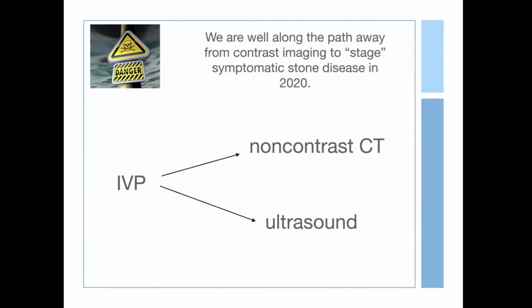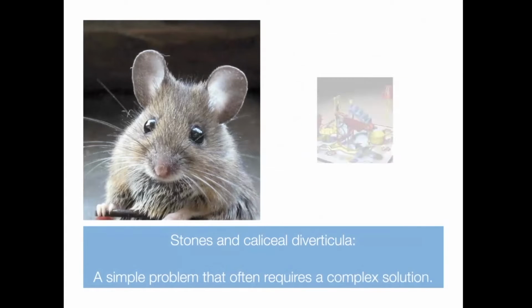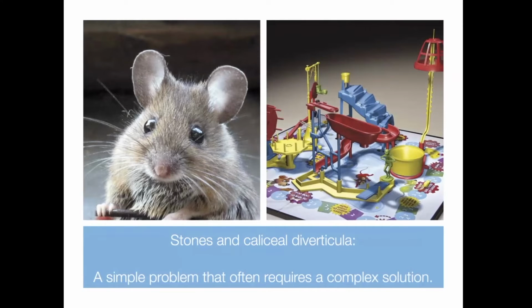When I was a resident, we primarily did IVPs, and it was easy to identify Caliceal Diverticular stones in that setting. But today we're using mostly non-contrast CTs or even ultrasounds in some settings. And this is a modality where Caliceal Diverticula are easy to miss. So Caliceal Diverticula are like the mouse and the mousetrap. It's a simple problem that often requires a complex solution.